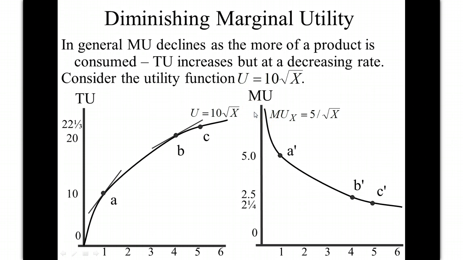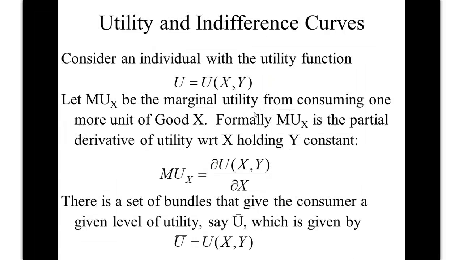So consuming more and more units of a good does increase utility. The key issue is that utility increases at a decreasing rate. So our marginal utility begins to decline. The slope gets flatter and flatter. So at point A, the marginal utility is 5. The slope is quite steep. By the time you get to C, the slope is 2.25. It's beginning to level off or flatten.